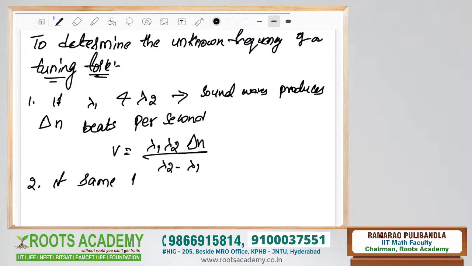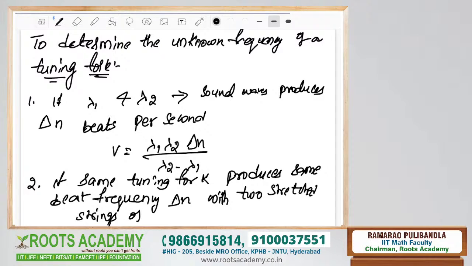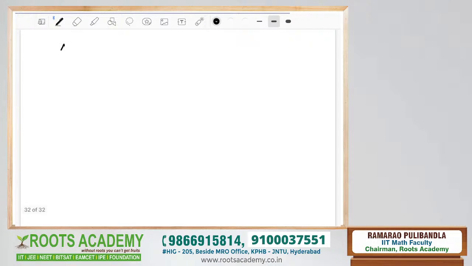if the same tuning fork produces the same beat frequency Δn with two stretched strings of length L1 and L2, it is given as Δn = n1 − n, that is equal to n − n2.